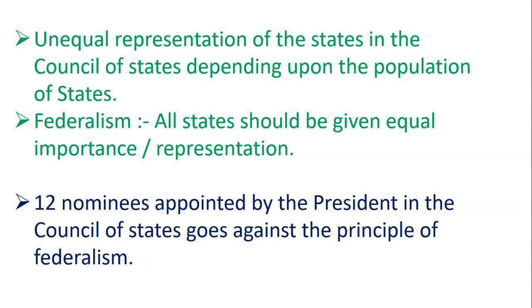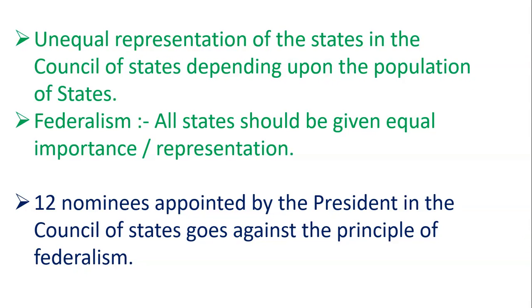Now friends, besides this, 12 nominees are appointed by the president in the Rajya Sabha. So what is the Council of State? Definitely, Rajya Sabha is the Council of State in India. Now these 12 nominees are appointed by the president, so they will do whatever the president and the central government say. So they are actually the agents of the center.